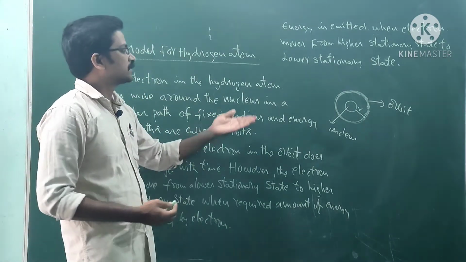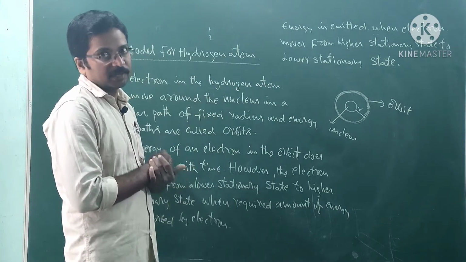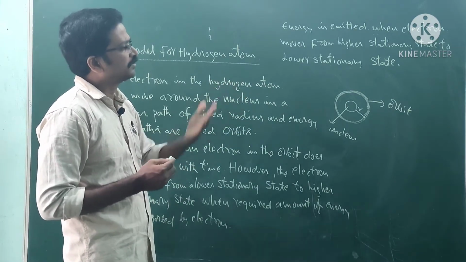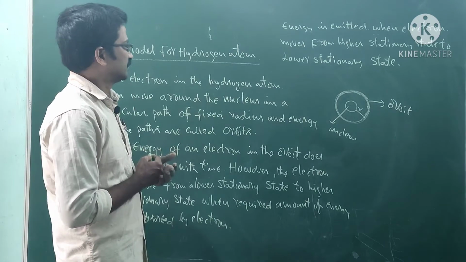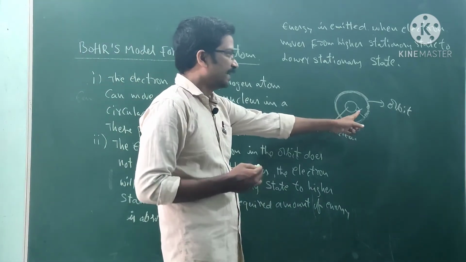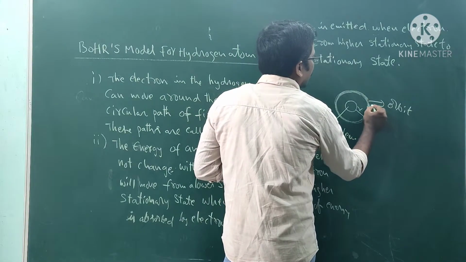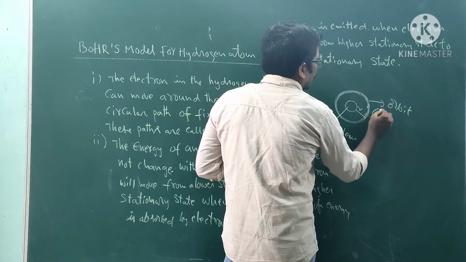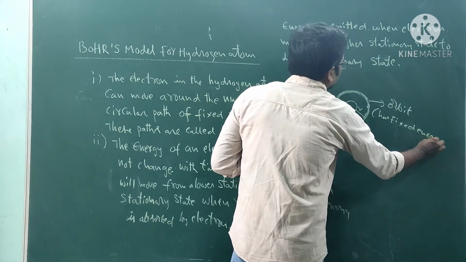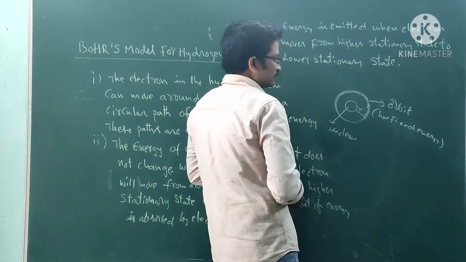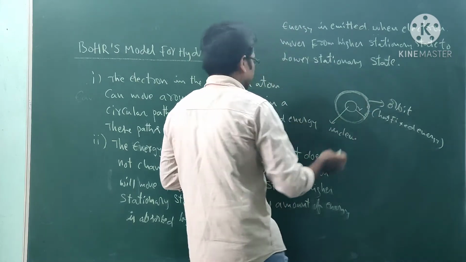If the number of these circles increases, we call them orbits. It has fixed energy. This circular path has a radius and energy. This path has fixed energy.